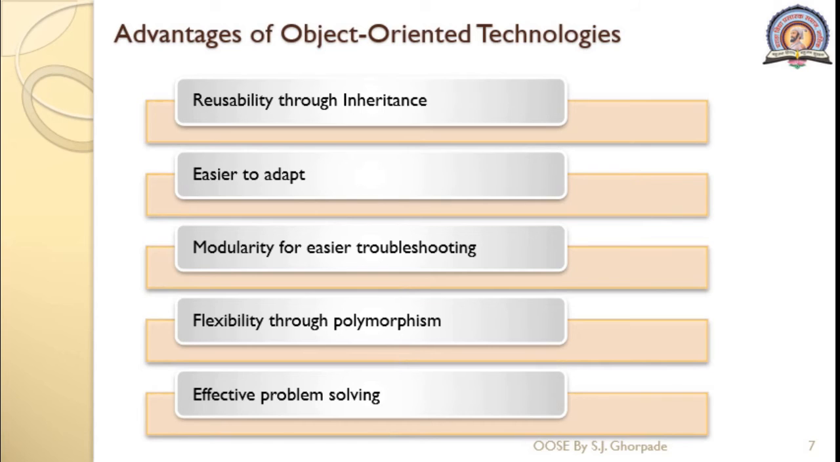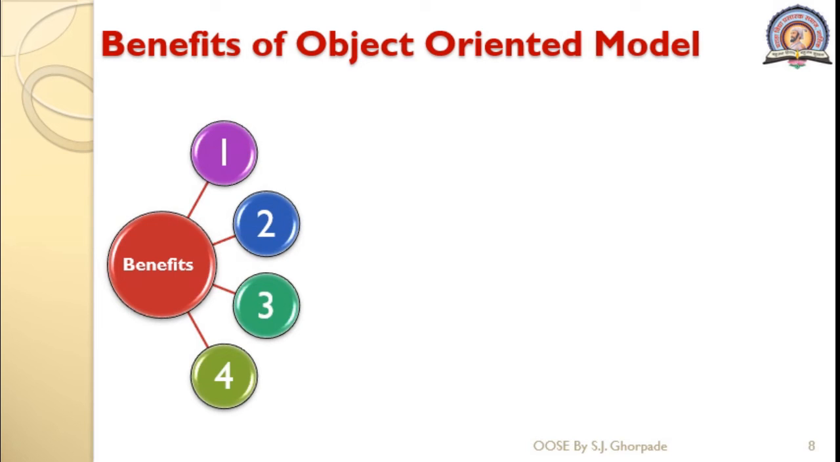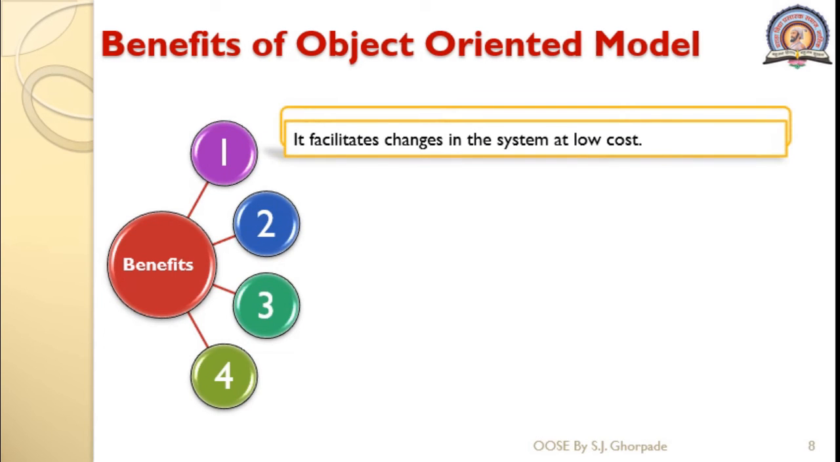So these are the major advantages of object oriented technologies: reusability, easier to adapt, modularity, flexibility through polymorphism, and effective problem solving techniques. Then next are the benefits of the object oriented model. The first one is it facilitates changes in the system at low cost. Though the system is developed and the end user suggests some changes, they could be easily adapted and done at a very low cost.